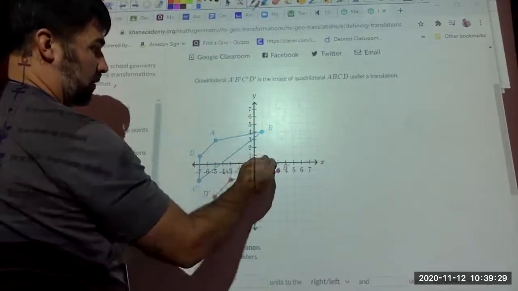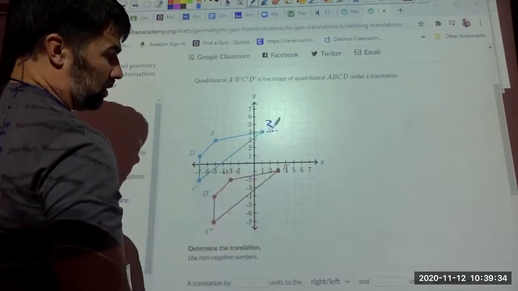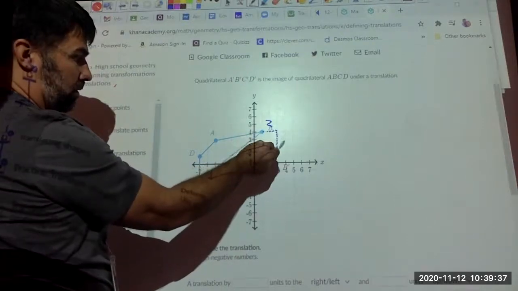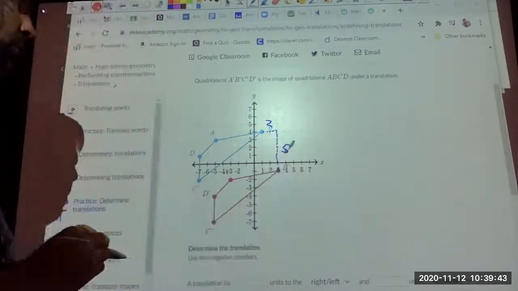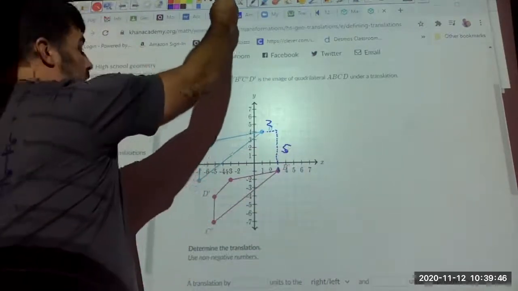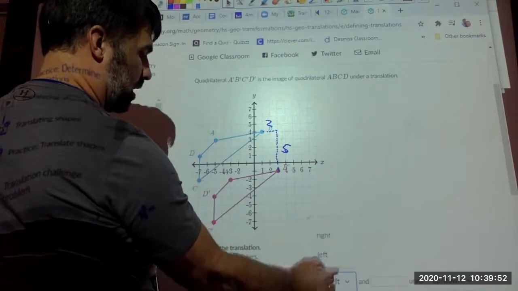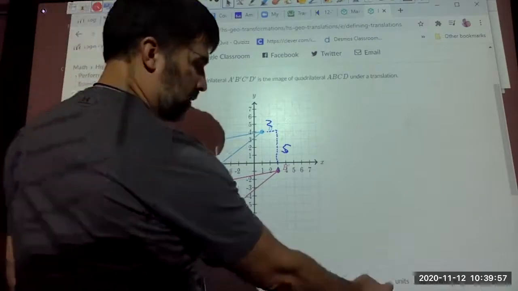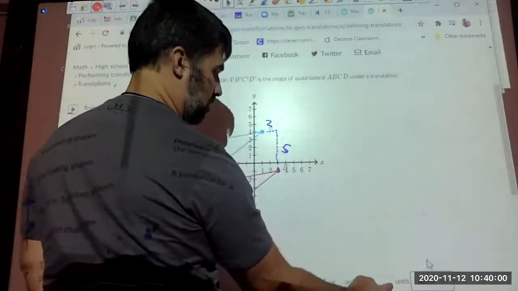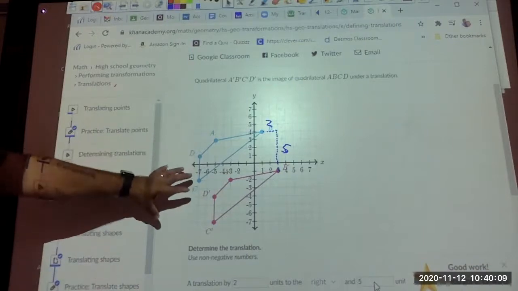All right, so what I'm doing is from B to B prime, I'm going right 2 and down 1, 2, 3, 4, 5. All right, and that's what it's asking. Translate by how many units to the right or left? Well, I'm going to the right, 2. And how many units up or down? Well, I'm going down, 5. So that's that. Just be careful about which one you go to, which one you go from.